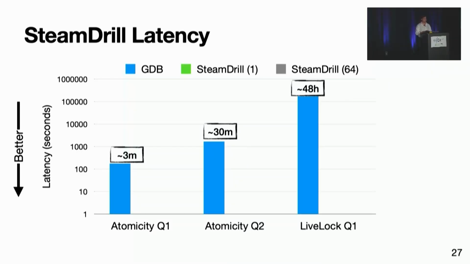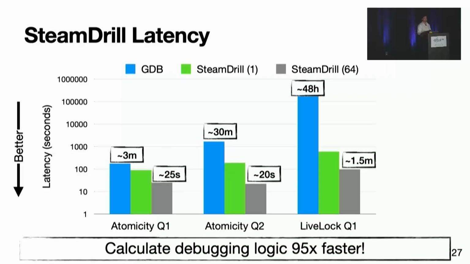In this plot, we're showing latency on the y-axis, which is shown in a log scale, and lower is better. We compare GDB latency, SteamDrill when we run on a single core, and then SteamDrill when we run on 64 cores. Our results show that SteamDrill queries can be calculated nearly 2 orders of magnitude faster than these GDB counterparts. We dive deeper into the design decisions and novelty that enable this in the paper.